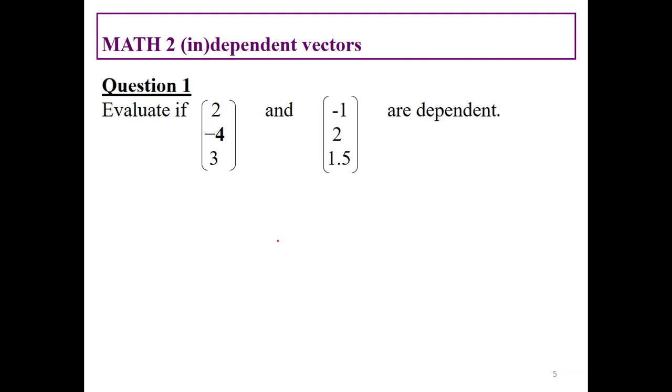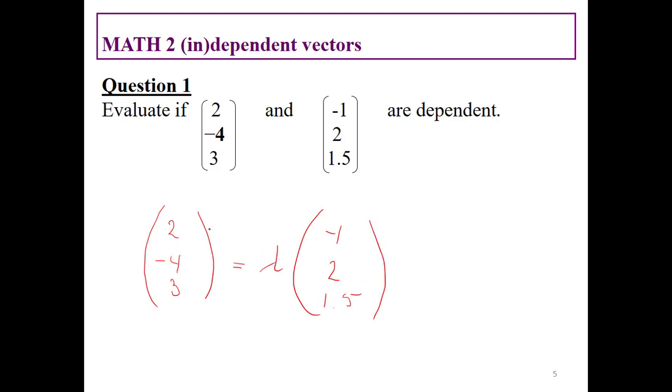So let's look at these two vectors. Are these depending or not? So do they give the same direction? So (2, -4, 3), is that the same direction as (-1, 2, 1.5)? To check this out, we have to see if we can find a lambda in such a way that (2, -4, 3) would be lambda times (-1, 2, 1.5).